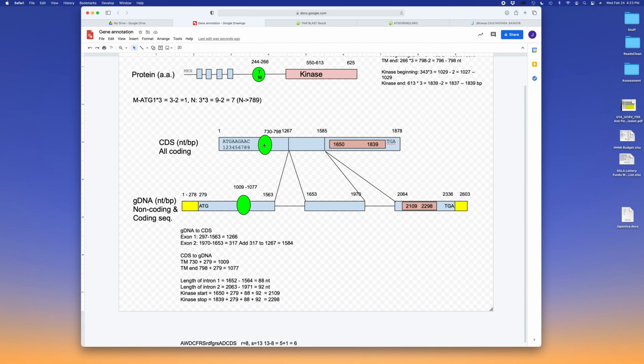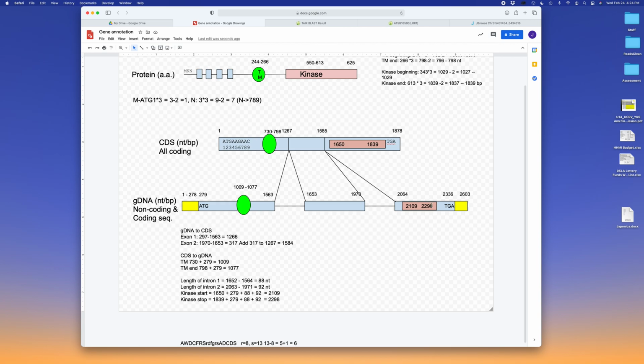If we needed to know where this transmembrane domain is, we need to know where it is relative to the exon-exon boundary. Okay, is it in exon 1, exon 2, or exon 3? So we had to calculate the boundaries for our CDS, the exon-exon junctions for the CDS, and then we could place our TM in the proper spot. Then we had to change coordinates again when we went from CDS to genomic DNA so that we could place the kinase in the proper place.